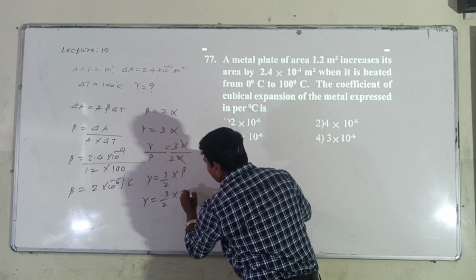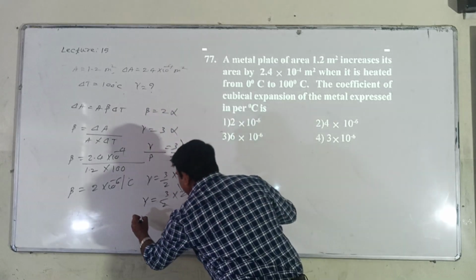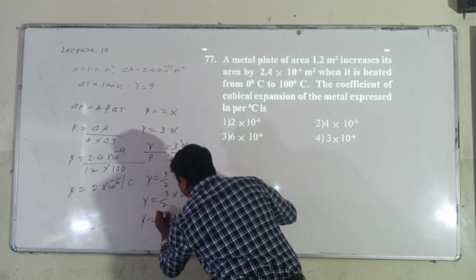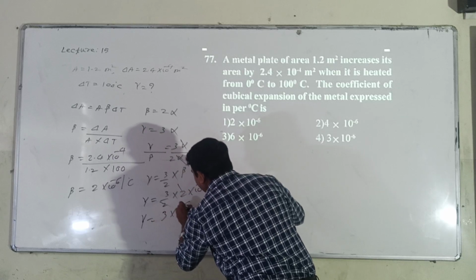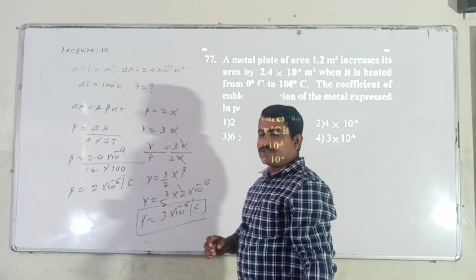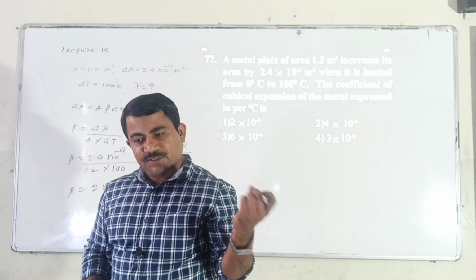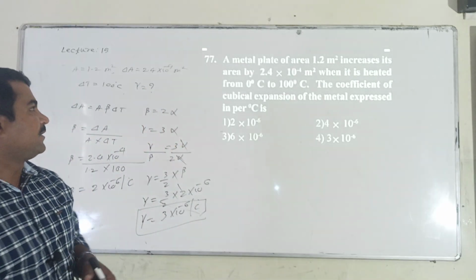The beta value we already got is 2 × 10^-6, the 2 gets cancelled. Then gamma is 3 × 10^-6 per degree Celsius. That is the cubical expansion of the given material. Let us move to the next numerical.